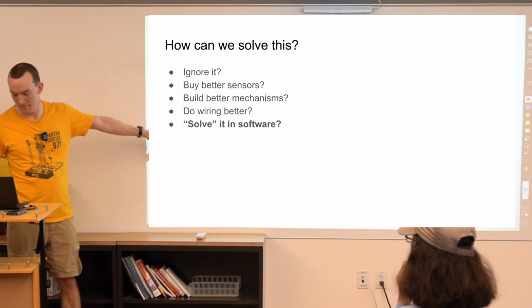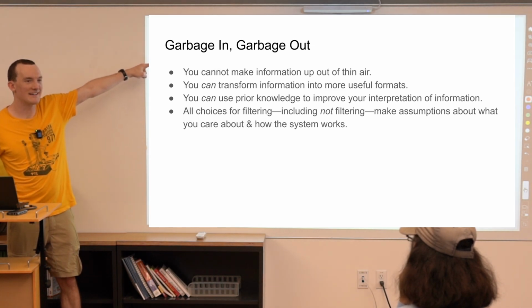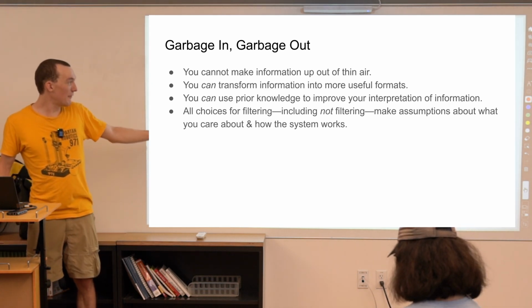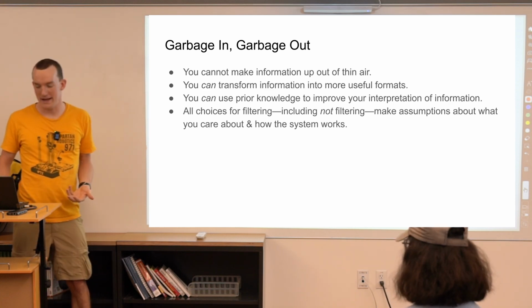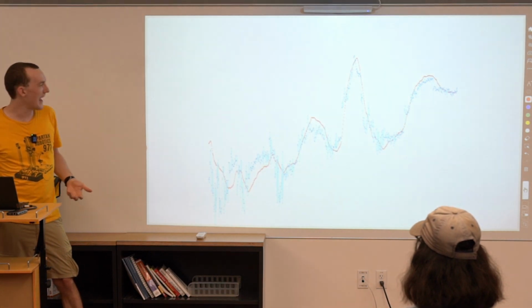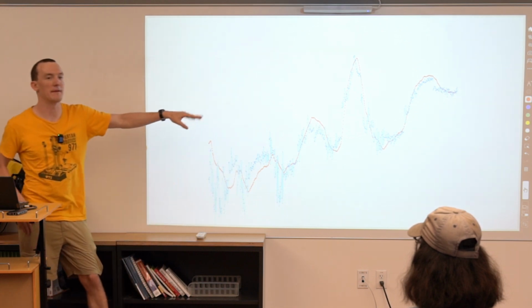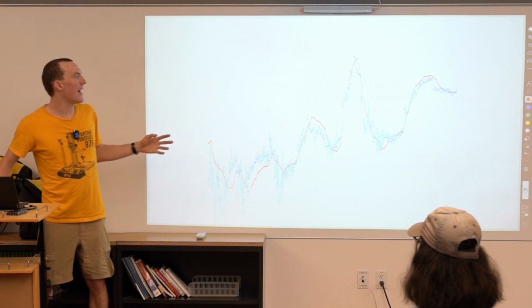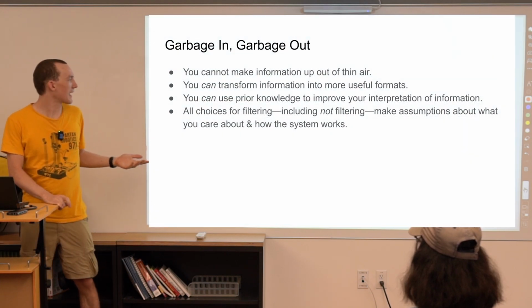You can also solve it in software. The warning being that, as I was saying earlier, you need the data. If you don't have useful data, you can't magically make your estimates perfect. However, you can make the raw data that you're getting more useful. You can basically say, oh, I don't care about the really high frequency aspects of this data that cause it to jump up and down, so I can do filtering to get rid of that. And that implicitly means you're losing information in one area, but it's probably information you don't care about.